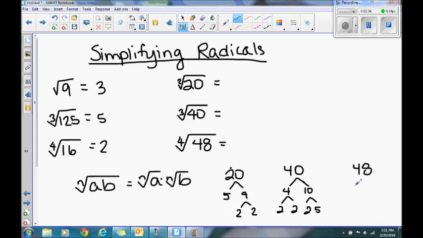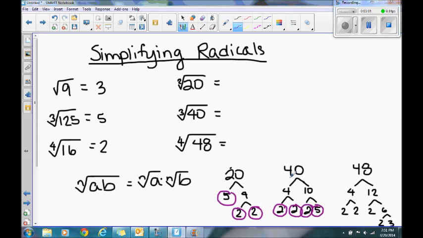48 is the product of 4 and 12. 4 is 2 and 2. 12 is 2 and 6. 6 is 2 and 3. Got out of room here. And so if we take these numbers at the bottom of our branches, the ones that don't break down anymore, if we put these all back together, that's how we get the number that we started with. So 48 is 2 times 2 times 2 times 2 times 3.